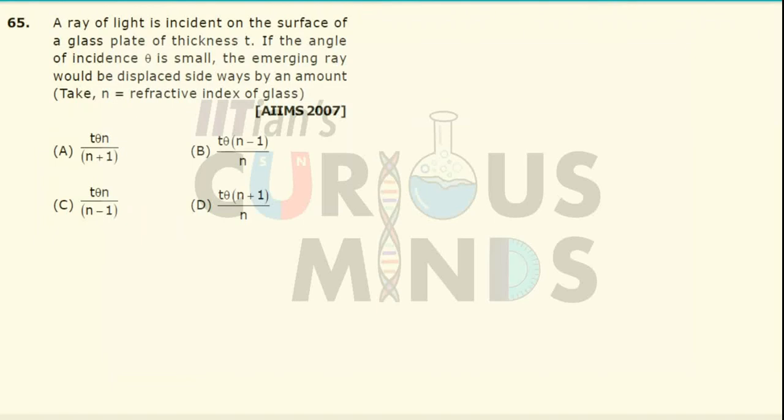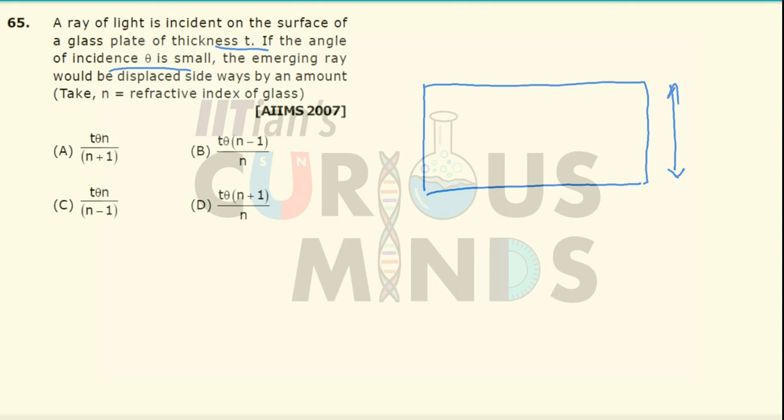A ray of light is incident on the surface of a glass plate of thickness t. If the angle of incidence theta is very small, the emerging ray would be displaced sideways by an amount of... If I consider there is a plate over here of thickness t and a light ray is incident at a certain angle such that this angle theta is very small.